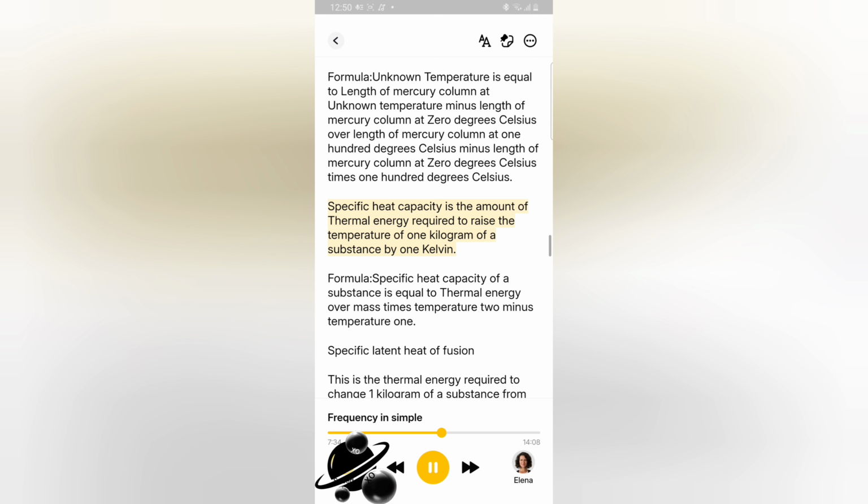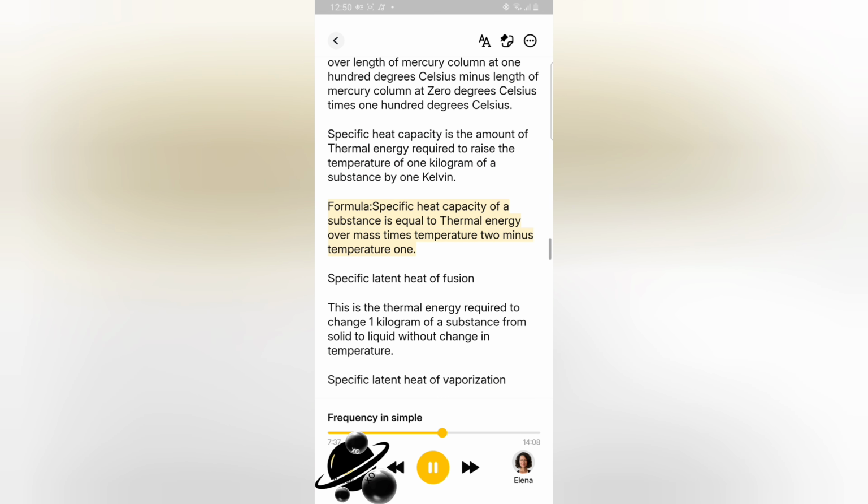Specific heat capacity is the amount of thermal energy required to raise the temperature of 1 kilogram of a substance by 1 Kelvin. Formula: specific heat capacity of a substance is equal to thermal energy over mass times temperature 2 minus temperature 1.